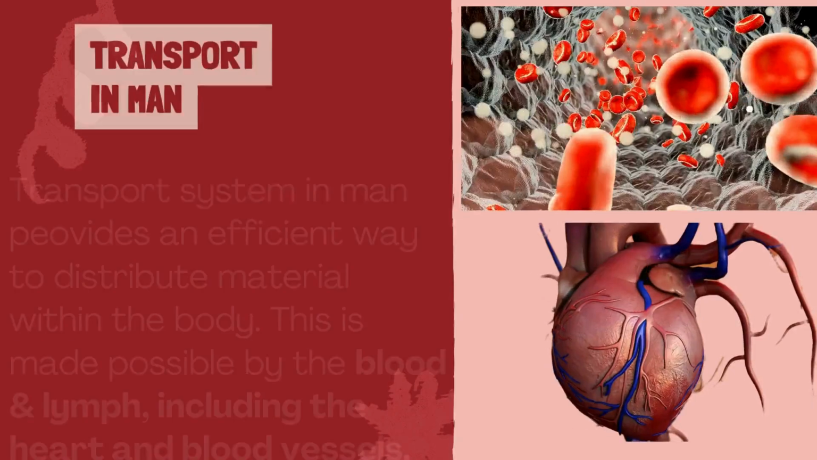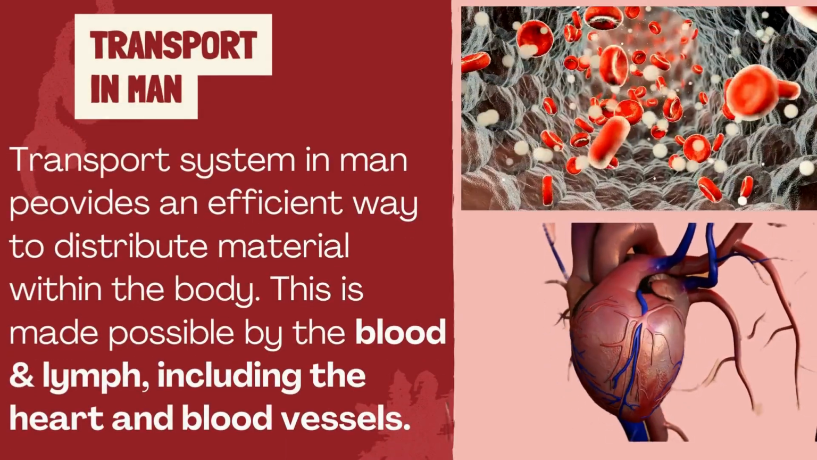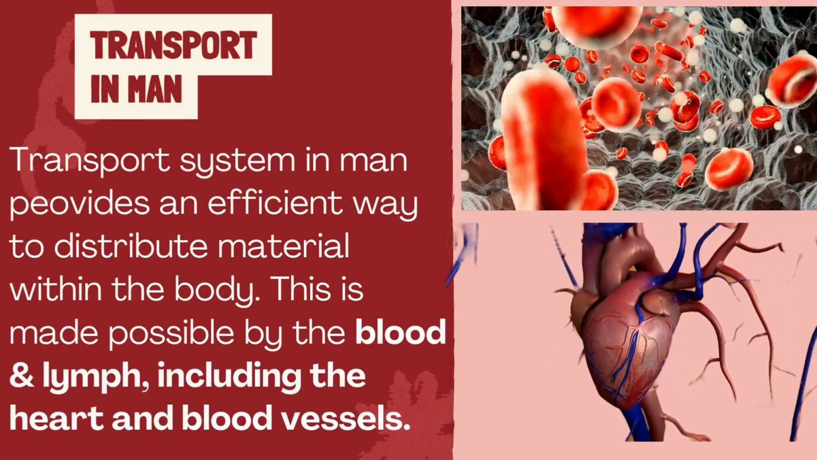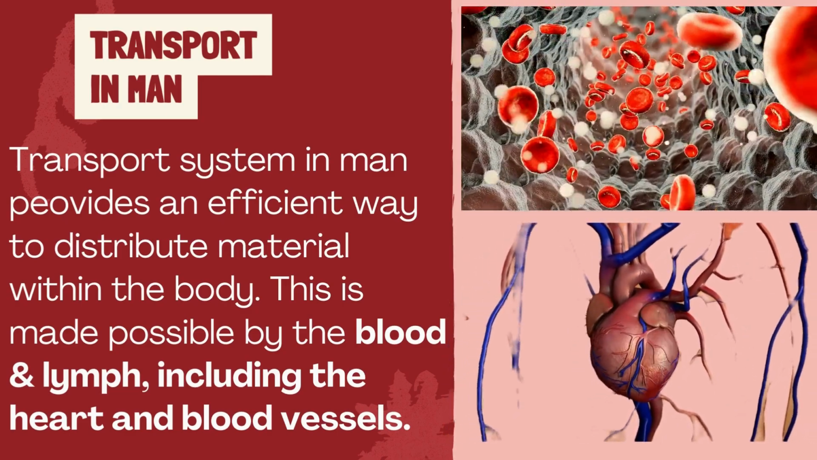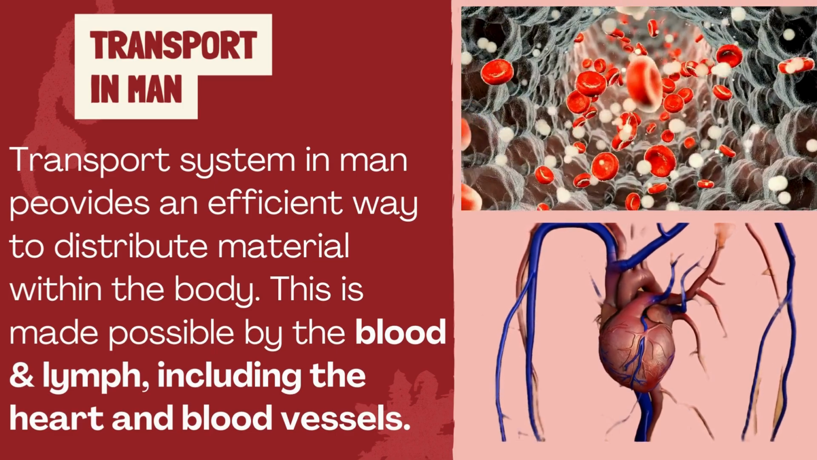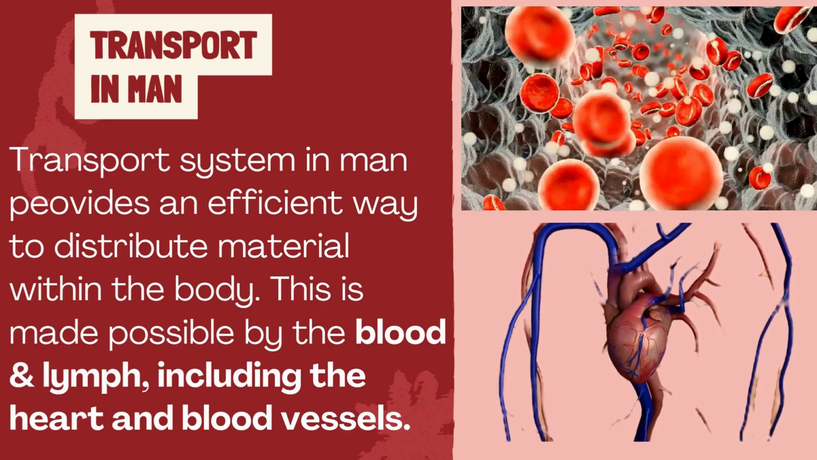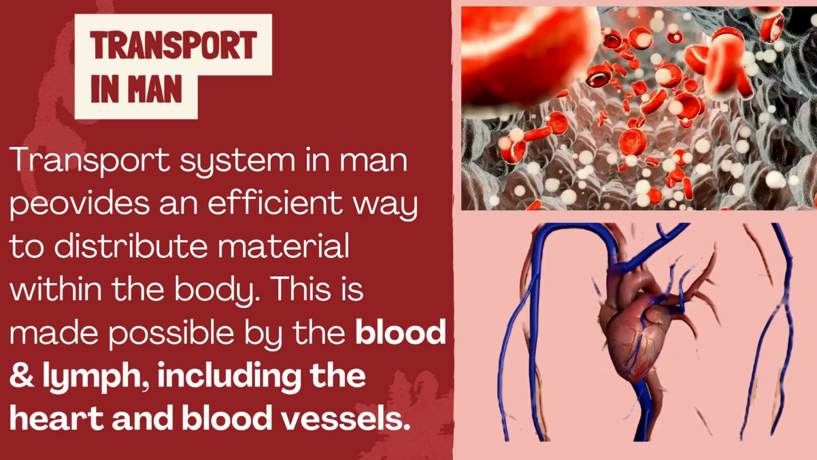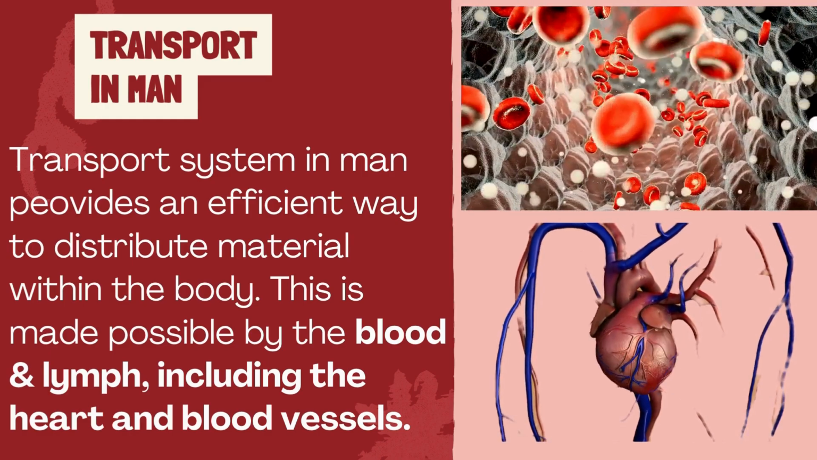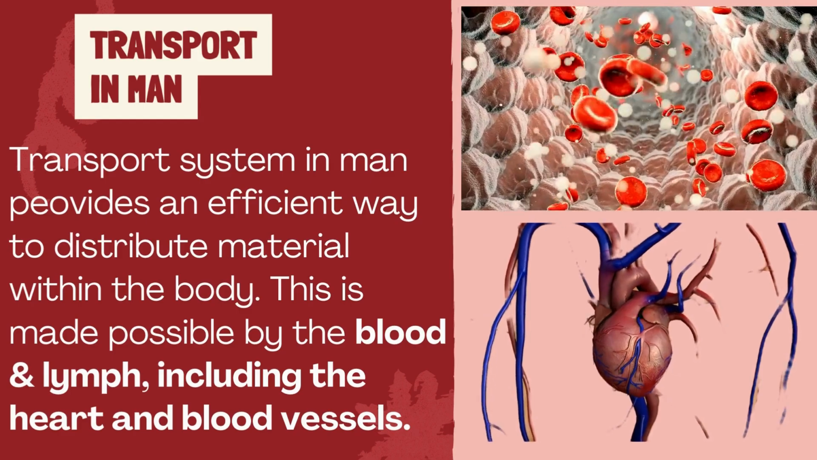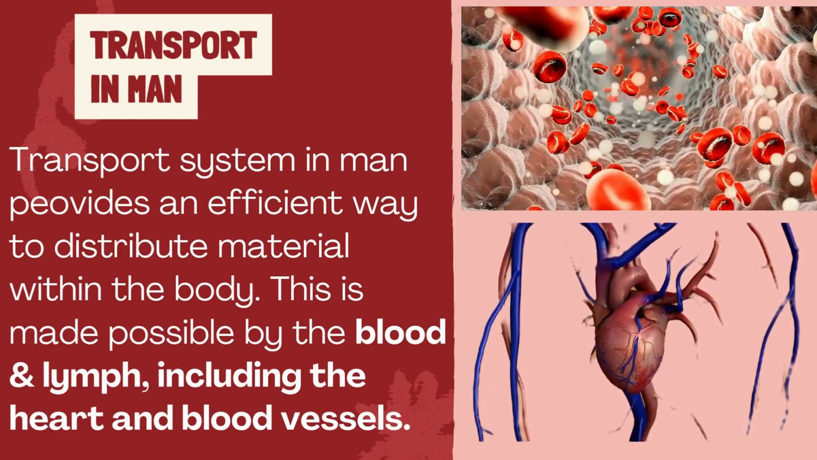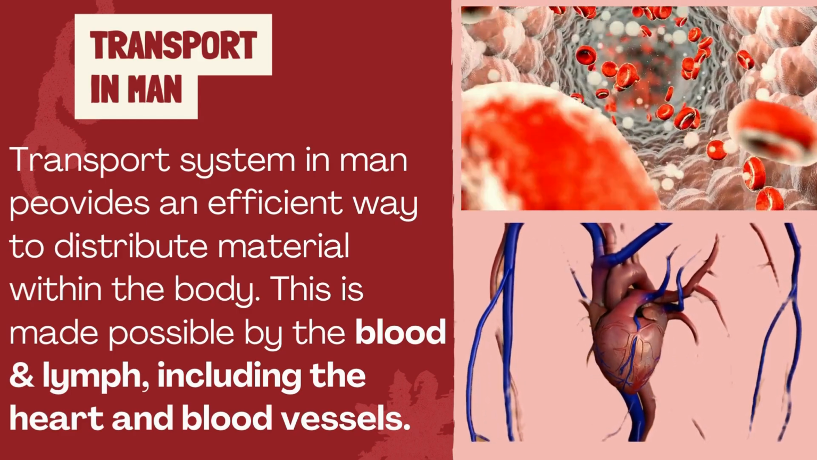Transport system in man. A complex transport system in man provides an effective way of distributing materials within the body. This is made possible by blood and lymph, which represent the media of transportation in man. We will look at the composition of the blood and the lymph, including their function.